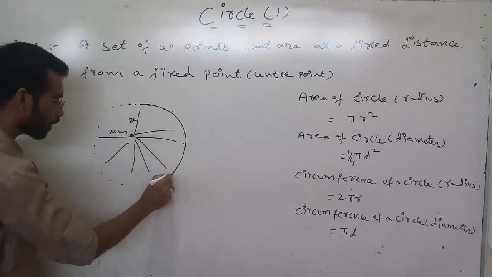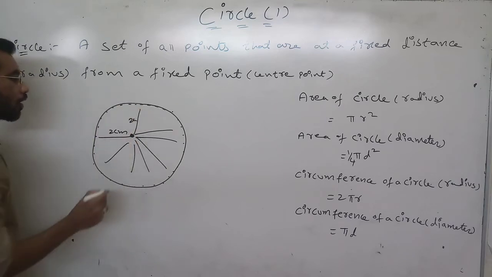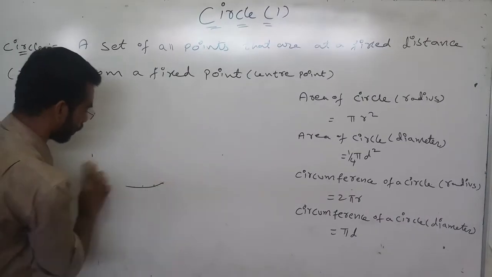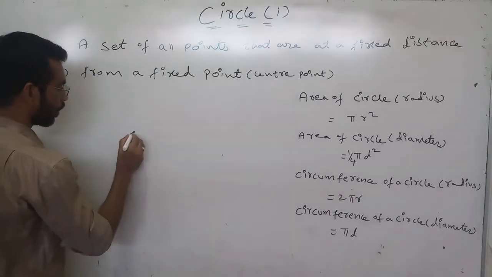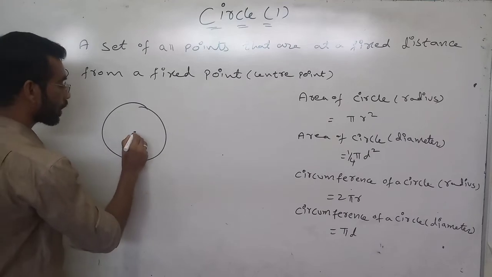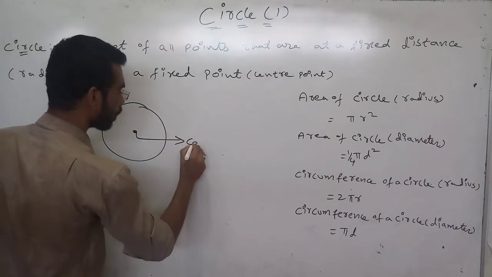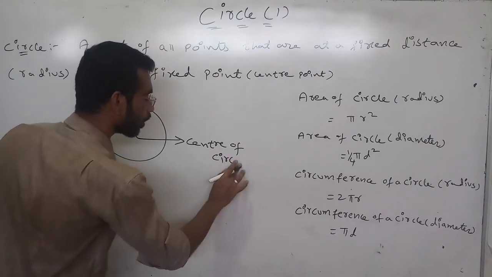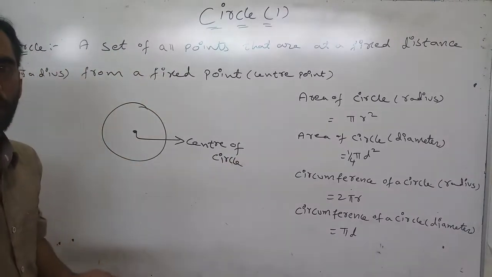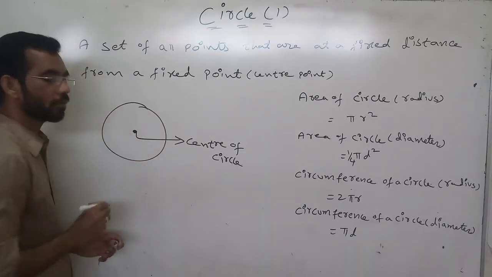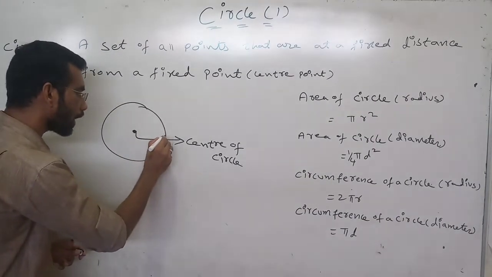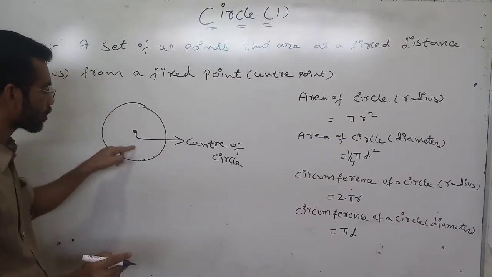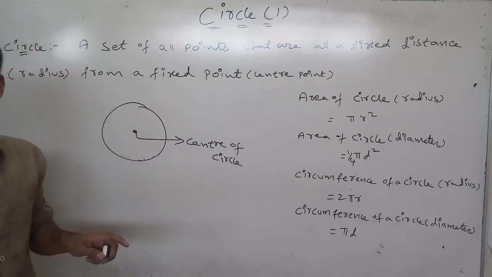If you join all these points, then it forms a circle. Now, this center point is called the center of the circle or center point of the circle. This will be the fixed point, and all the points you take here will be equally distant. What measurement you have taken for the first point should be equal for all.